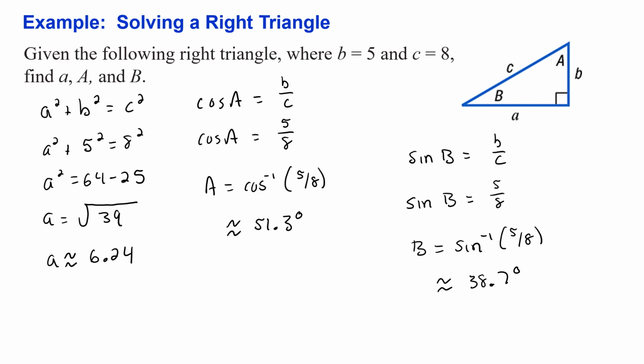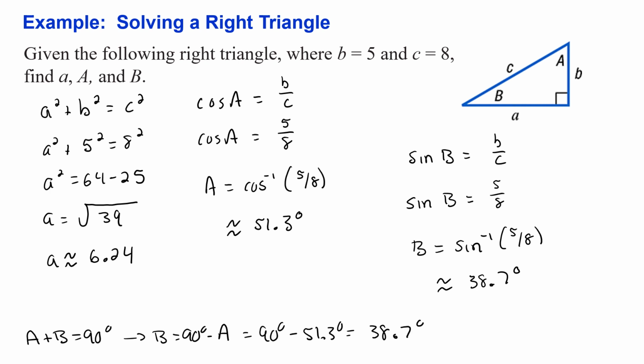Notice that we could have found angle B using the fact that angle A and angle B are complementary. So angle A plus angle B equals 90 degrees, which means that B equals 90 degrees minus A, which is 90 degrees minus 51.3 degrees, and that is 38.7 degrees.